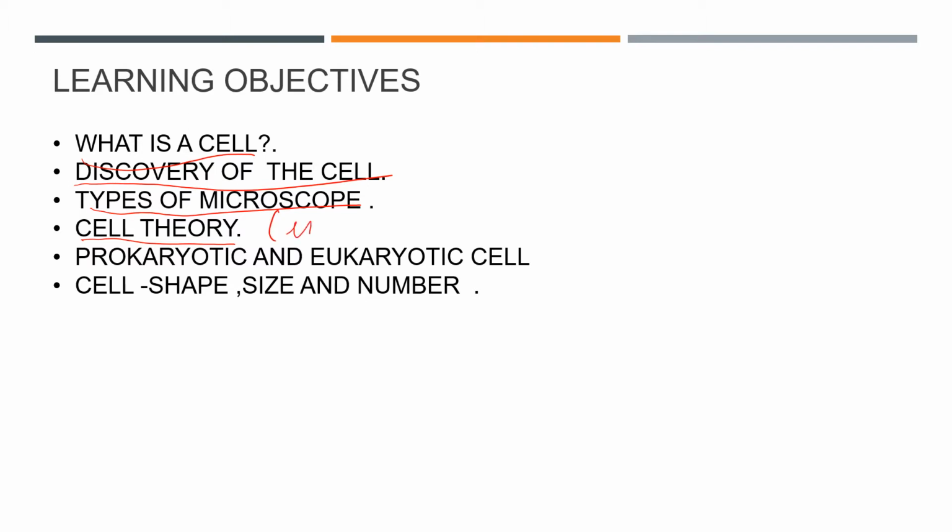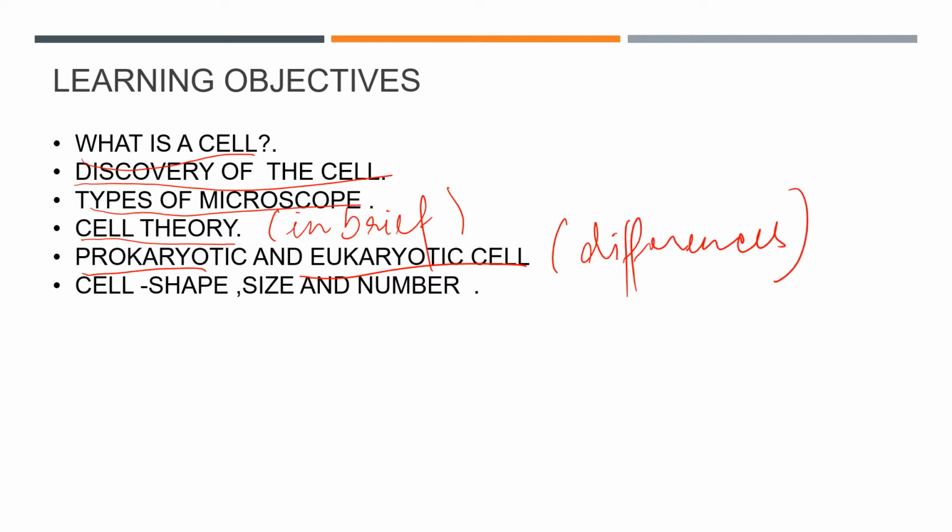Then we are going to discuss the prokaryotic and the eukaryotic cell, and I'll discuss the differences between the prokaryotic and the eukaryotic cells. Now we will divide the cells according to the cell shape and according to the size and number. We will deal with a few examples of cells which have been differentiated according to their shape, size and number.